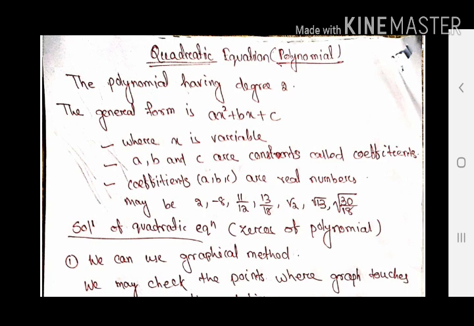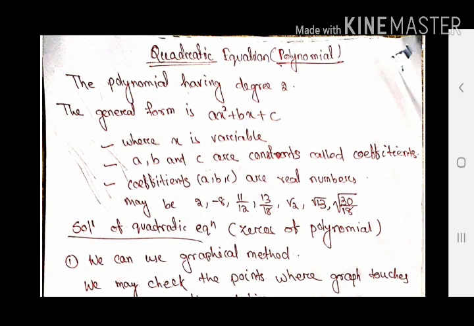According to the degree we can separate polynomials into many types. If the degree, meaning the highest power, is 2, then we can say it is a quadratic polynomial. Suppose 3x square plus 2x plus 9, it is a quadratic polynomial. But if I take that 9 to the opposite side and equate it to 0, then we say it is a quadratic equation.